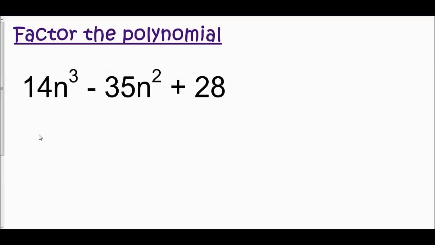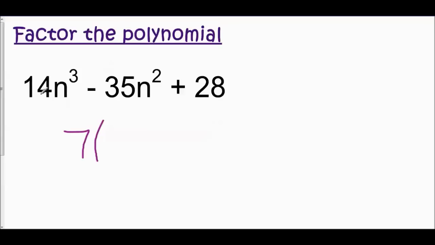Now let's try this again. Factor the polynomial. We have 14n to the 3rd minus 35n squared plus 28. So I'm undoing the distributive property. I first need to find the GCF. So looking at those numbers, 14, 35, and 28, the greatest common factor is 7. And then looking at the variables, do they have any variables in common? No, they don't. So 7 is all that's going to be outside the parentheses.